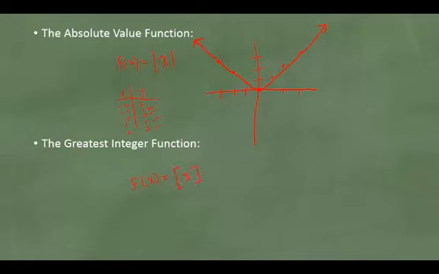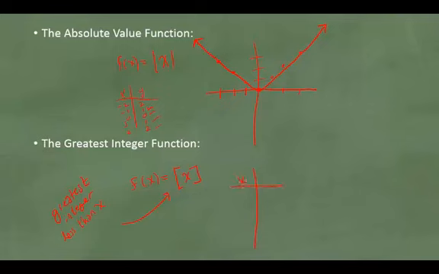This is the greatest integer function, and all it does is give out the greatest integer. Remember, an integer is a whole number, negative or positive or 0. The greatest integer less than x. So let's look at some examples here.